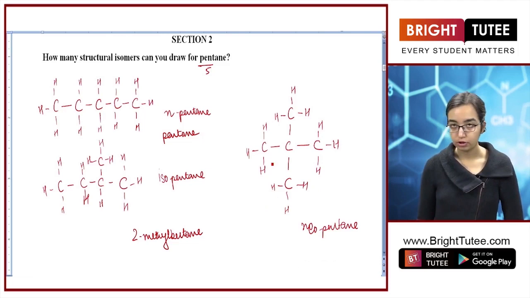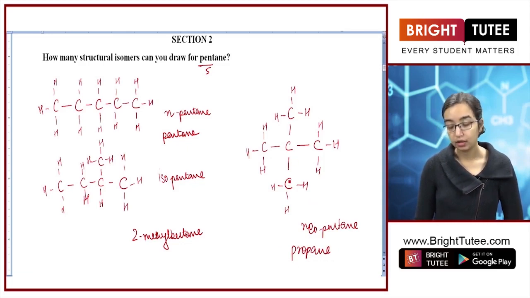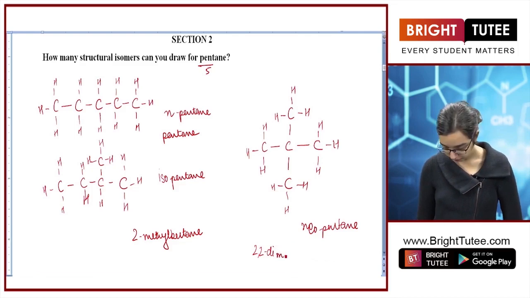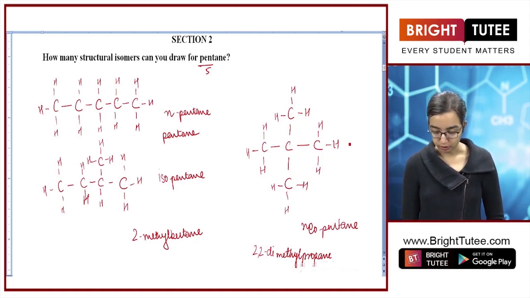And the structural name again for this, according to the IUPAC nomenclature, because the longest chain here is 3, it will be a propane with 2 methyl groups on the second carbon. So it will be 2,2-dimethyl propane, because there are 2 methyl groups on the second carbon in this propane chain.